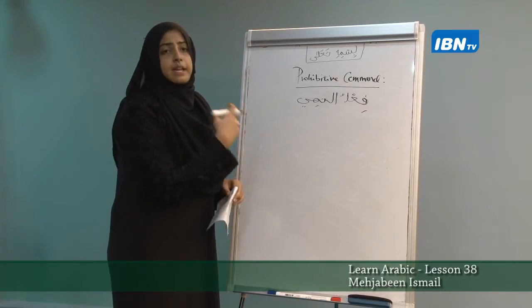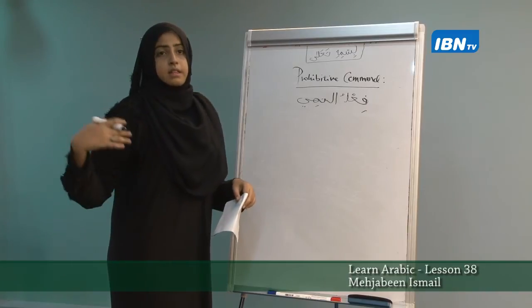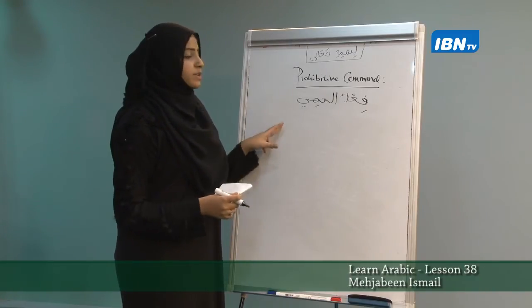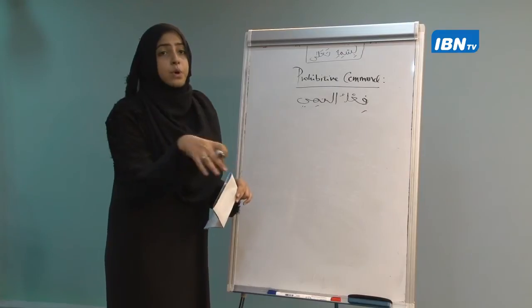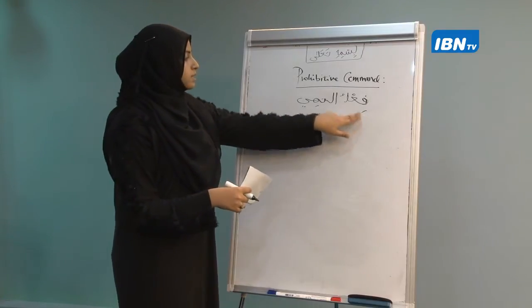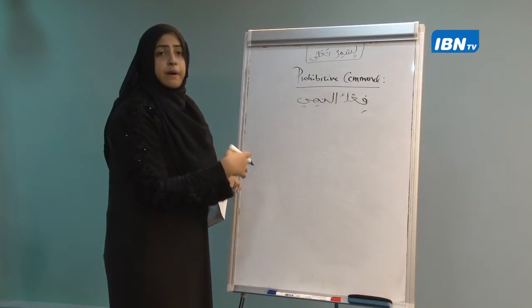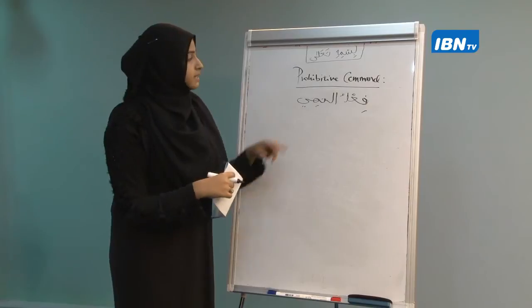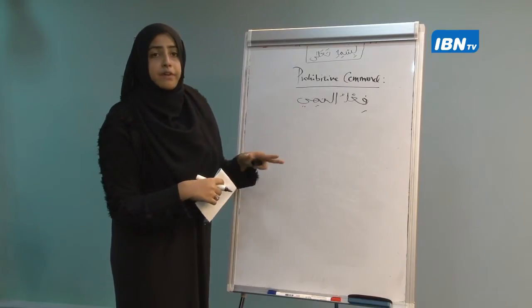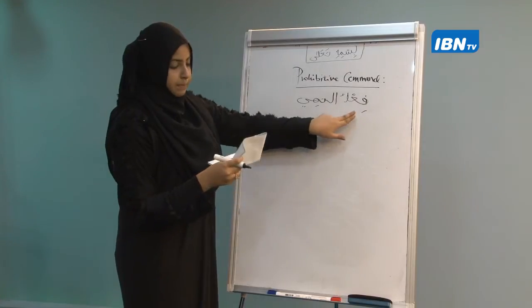Now, fi'lul nahi is a type of command that prohibits action in the future. If you want to tell someone, don't do this in the future, then in Arabic you will have to use fi'lun nahi, right? And of course, this is made from the fi'lul mudari, that is the present tense.